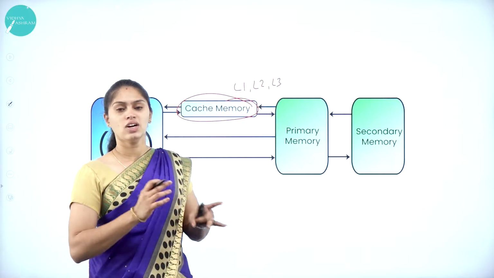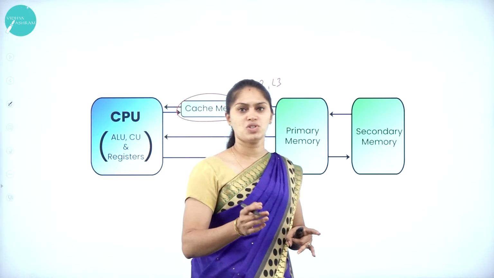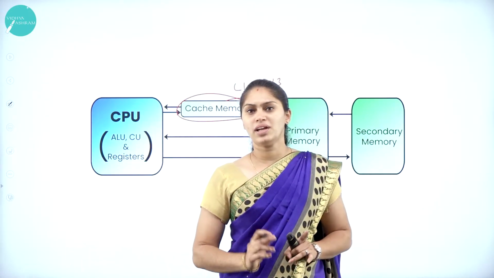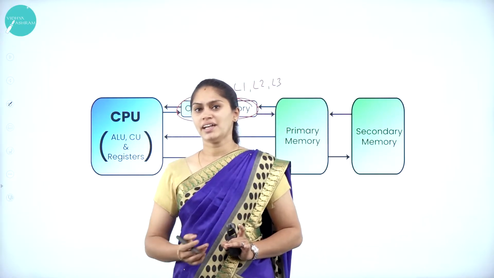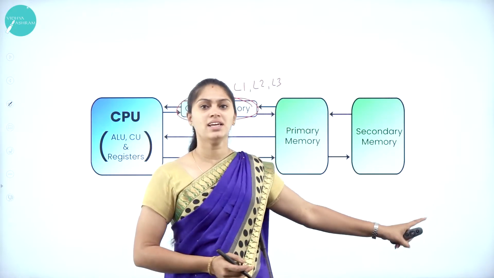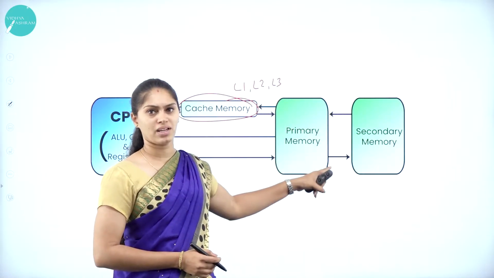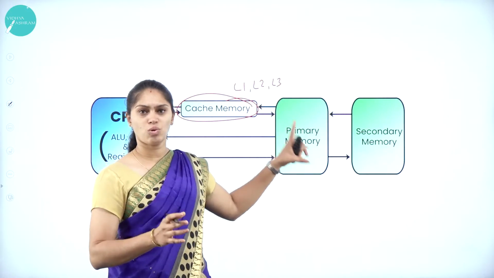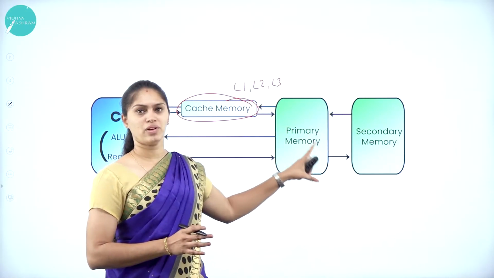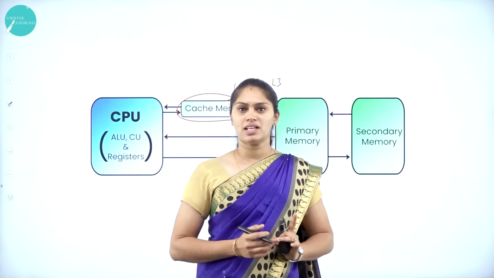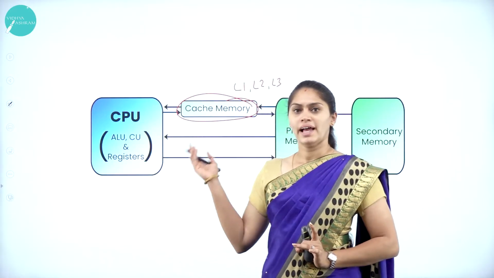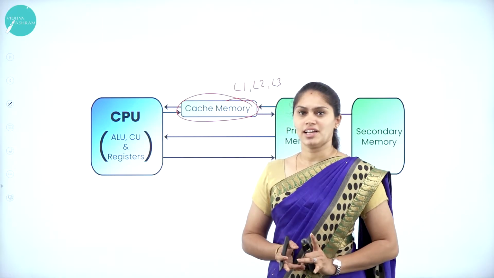And this has data transfer between the primary memory along with the secondary memory. If there is any data and instructions in the secondary memory, that needs to be transferred to the primary memory for processing. Whatever data comes into primary memory, this cache memory will have a data transfer between the CPU along with the primary and secondary memory.